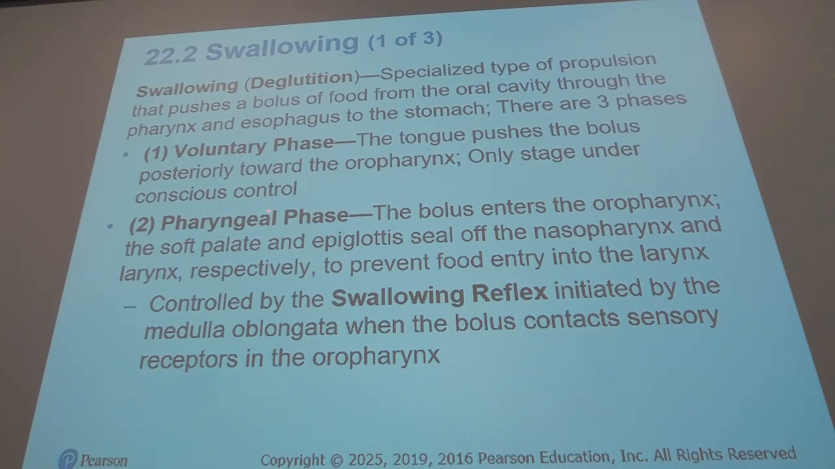So, in the pharyngeal phase, the passage of the food into the pharynx will lead to the closure of the larynx with the epiglottis. So the epiglottis will fall over the opening of the larynx, preventing the food from going into the larynx. And then this one is controlled by the swallowing reflex that is initiated above the spinal cord in the medulla oblongata when the bolus contacts these sensory receptors that we have in the oropharynx.